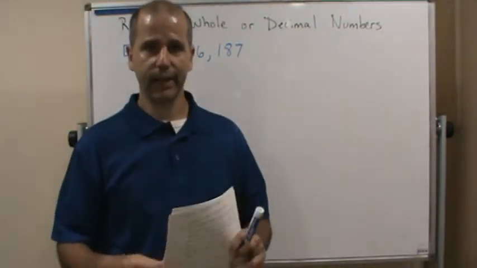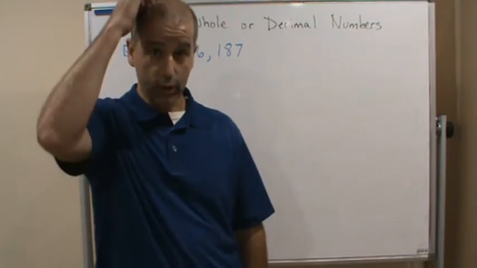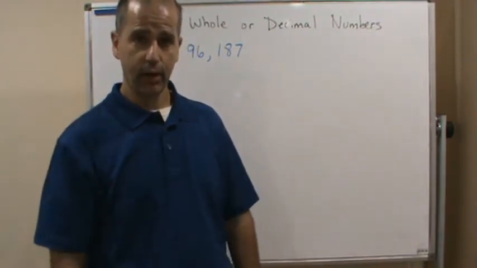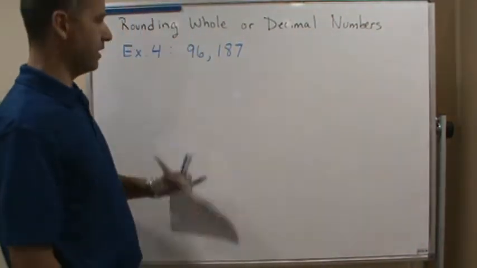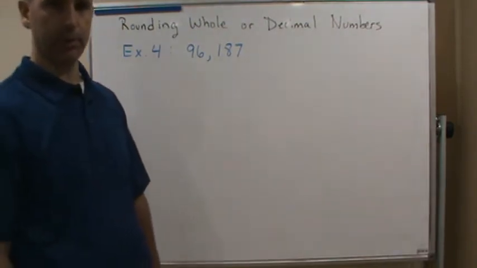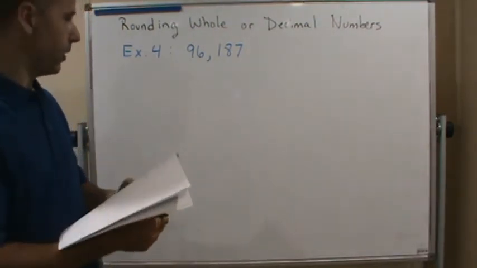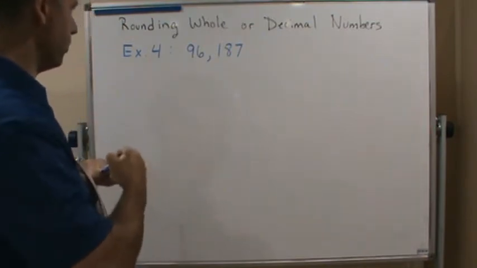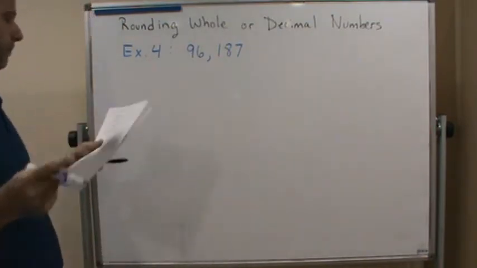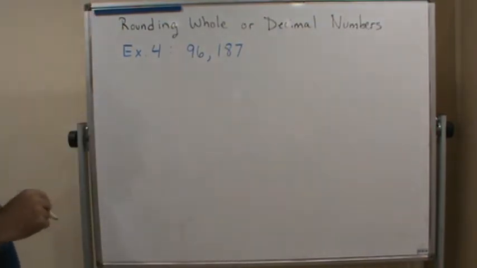Okay, so welcome back. And what we're going to do today is an example of rounding. In this example, we're going to take this number and round it to different place values. So first, let's round it to the nearest tens.